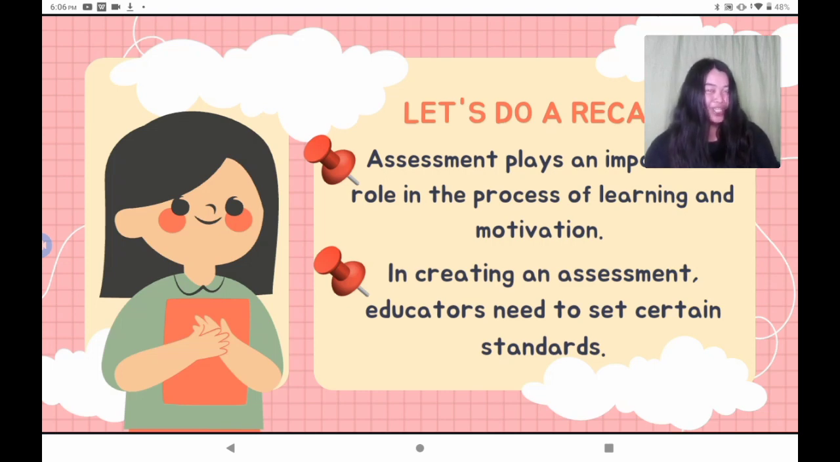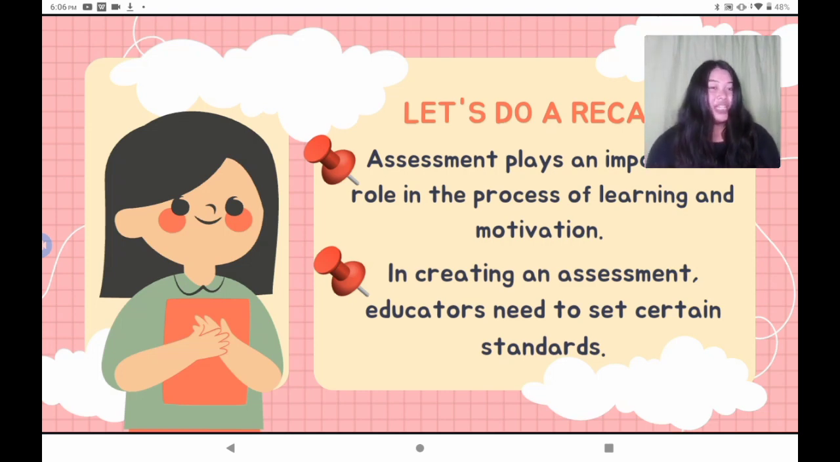the classroom, wherein, through assessment, educators are able to engage students in activities that are of relevance to the real world, that further enhance their knowledge, at the same time enrich their skills. Wherein, in creating assessment, educators need to set certain standards. So, future educators, what are standards?